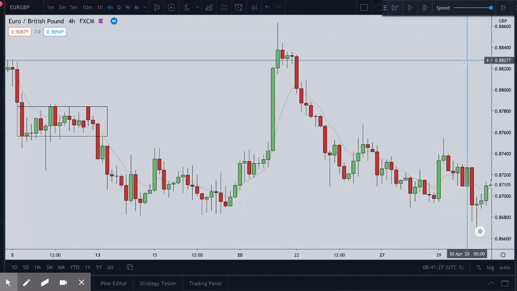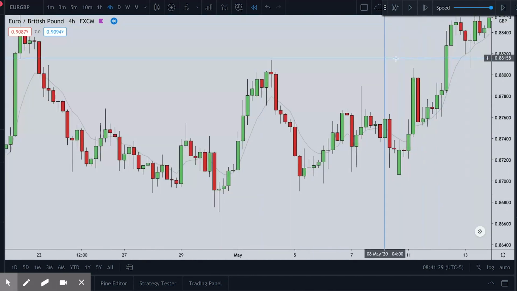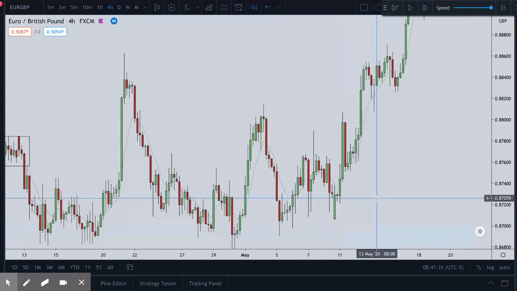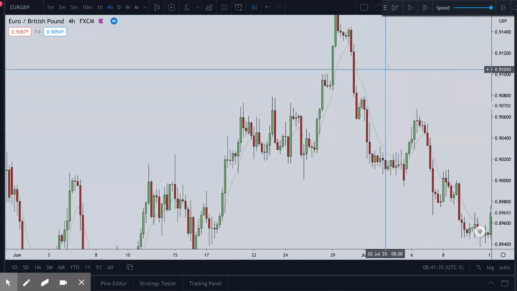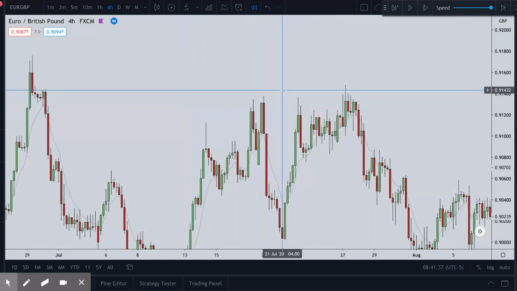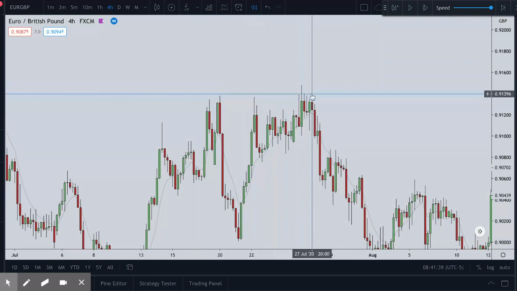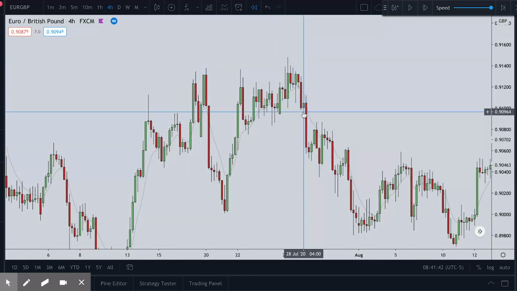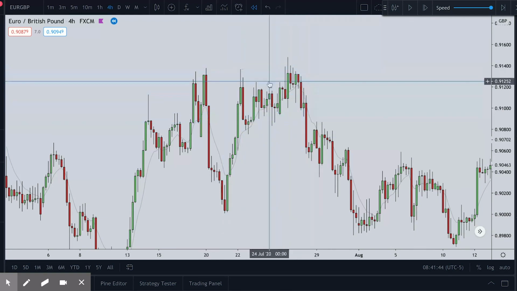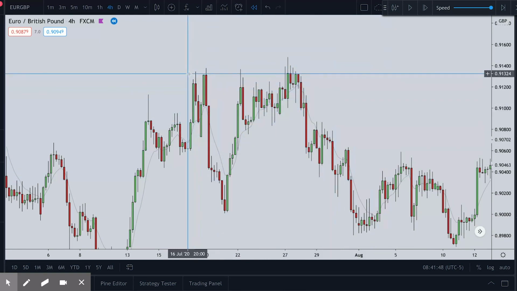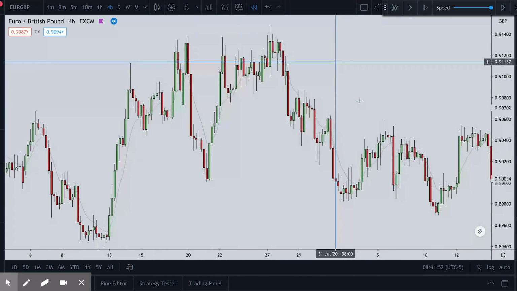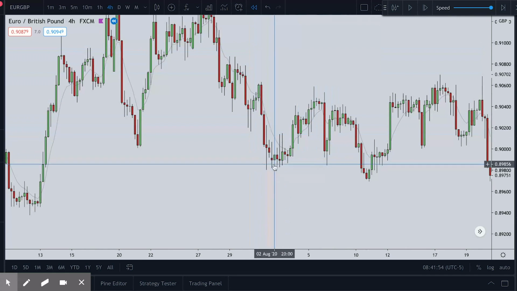So some other ways that we can use wicks, just to recap, we want to use them to identify areas of indecision and areas of reversal. So if we're seeing the market fail to close higher than a specific level, and then we see the market begin to push down, that is going to indicate that we can sell. Not from the wicks, but using the wicks as a big important confluence to show us that the market doesn't have any strength.